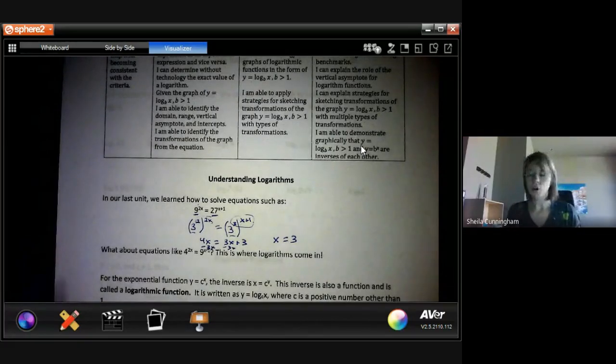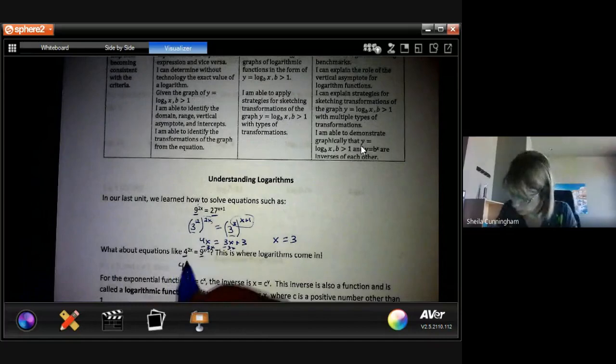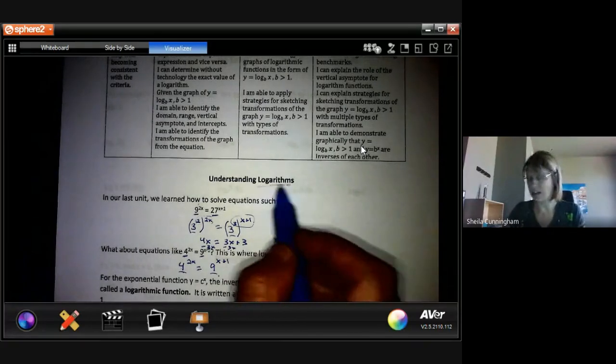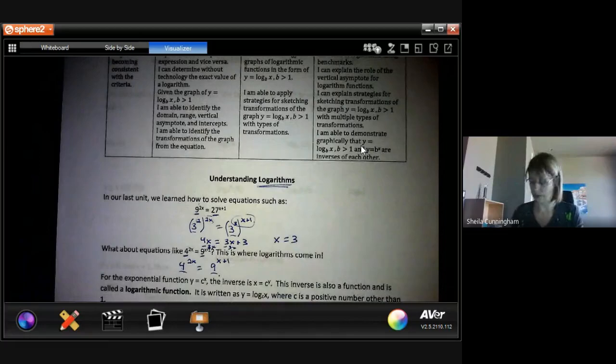Now, that's all great, except for what happens when we have bases that can't match. Like in this case, I have 4 to the power of 2x is equal to 9 to the power of x plus 1. What if our bases, we can't get them to be the same? There's no way around that. Then this is going to create a little bit more difficult of a scenario for us. We can't necessarily just use an exponential equation to do this. We need to use something else, which brings in the whole idea of logarithms.